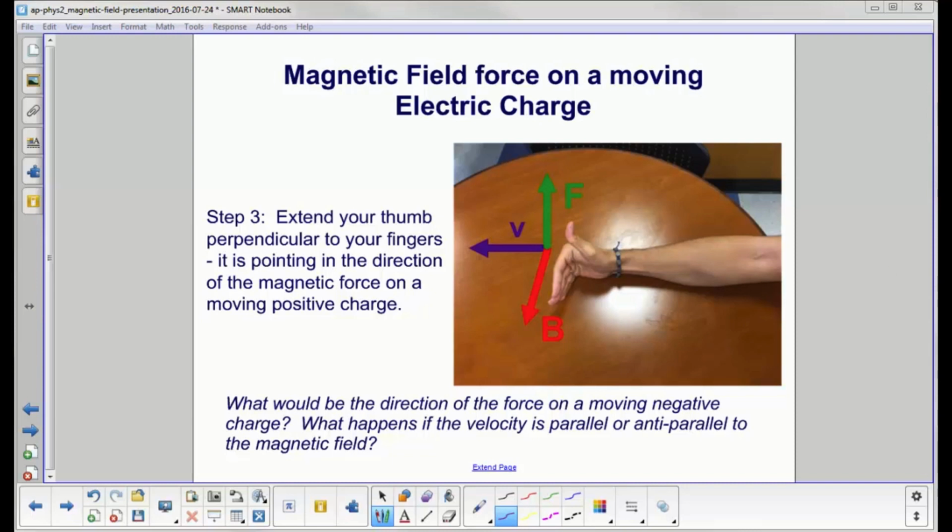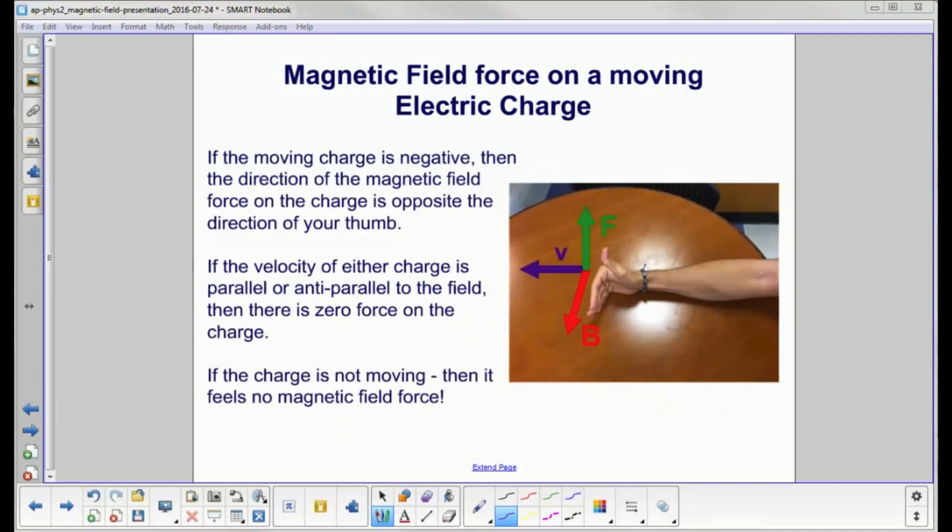Now, what would be the direction of the force on a moving negative charge? I told you we would get to that. And what happens if the velocity of the charge is parallel or anti-parallel to the magnetic field? If the moving charge is negative, then the direction of the magnetic field force on the charge is opposite the direction of your thumb. So this is the direction of force on a positive charge. You would be down into the desk there if it were a negative charge.